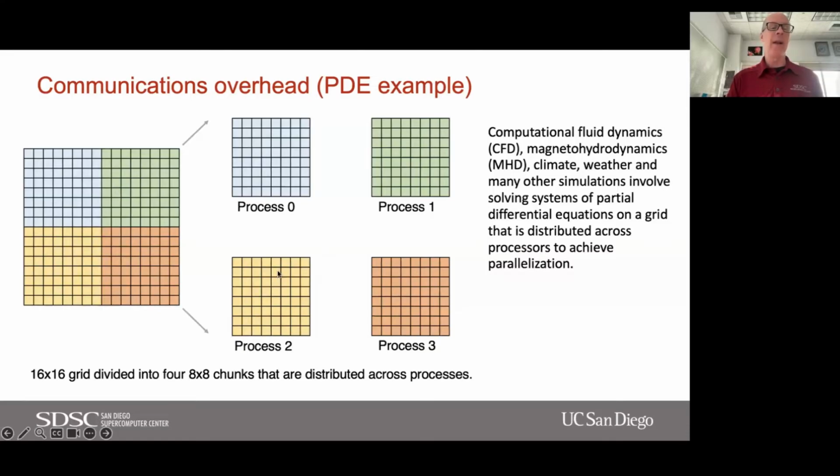So, let's say we take our computational grid. Of course, this is a very, very, very small example. A 16 by 16 grid. We're going to divide this into 4 8 by 8 chunks, and we're going to distribute this across the 4 processes.